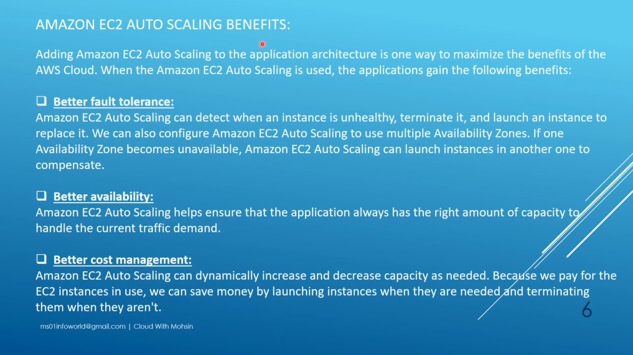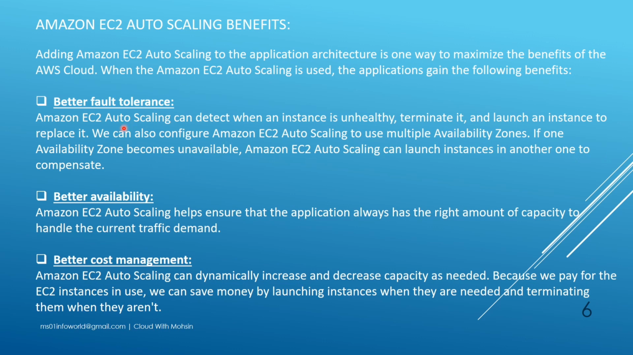Then there are several benefits of using auto scaling, such as better fault tolerance, better availability, and better cost management, to give you just an example. First of all, let's talk about fault tolerance. Amazon EC2 auto scaling can detect when an instance is unhealthy. It terminates it and launches an instance to replace it. We can also configure Amazon EC2 auto scaling to use multiple availability zones. If one availability zone becomes unavailable, Amazon EC2 auto scaling can launch instances in another one to compensate.